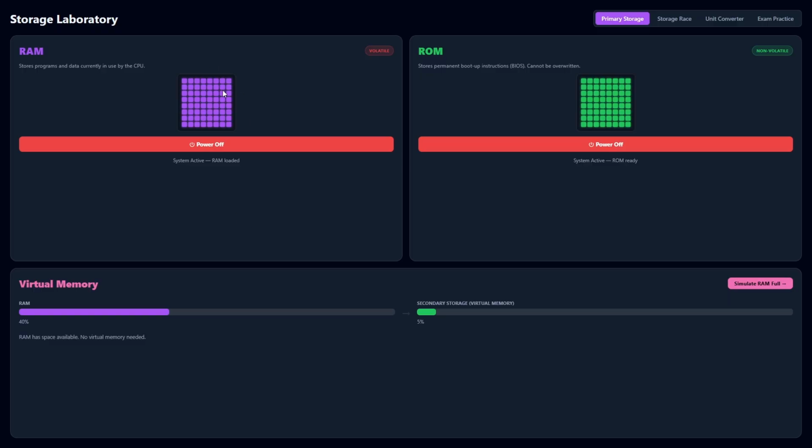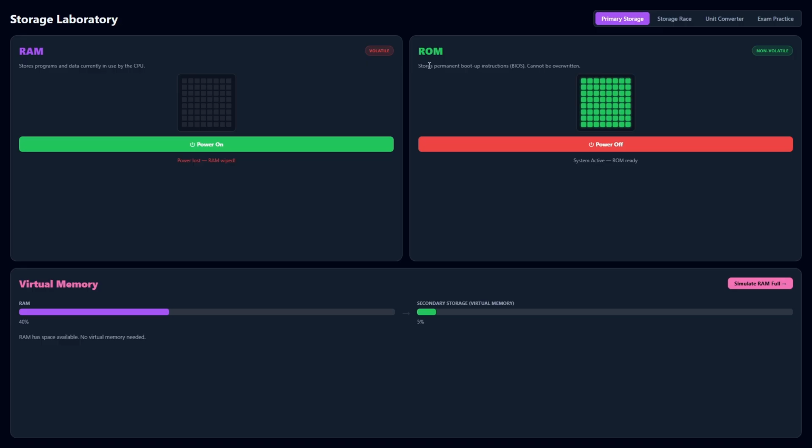RAM is primary memory, which stores program data that is currently in use by the CPU. One thing you need to remember about RAM is that it is volatile. When you turn off the power, the data is wiped, all the data is cleaned off.